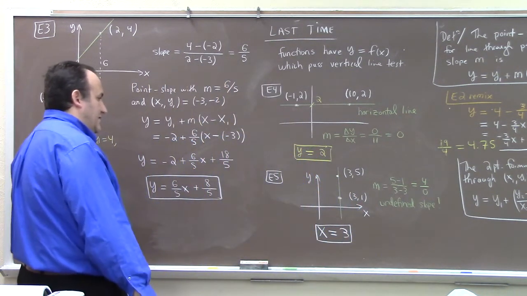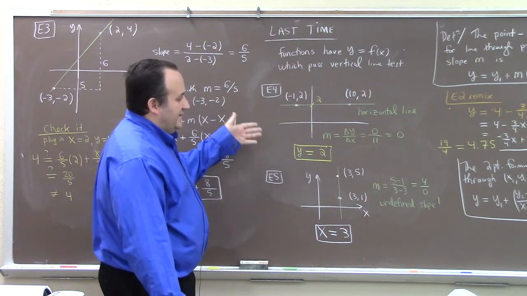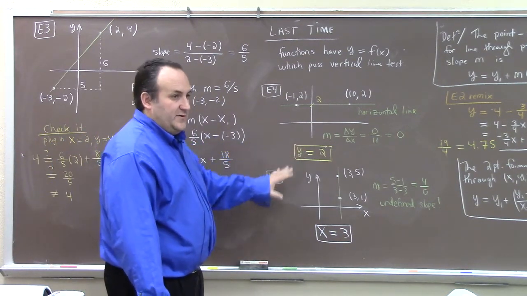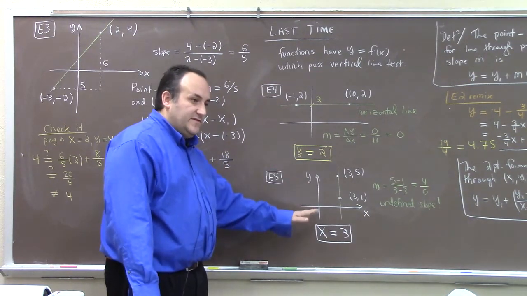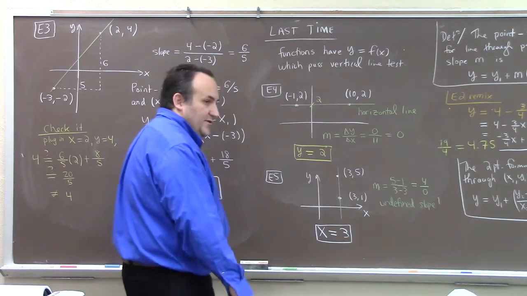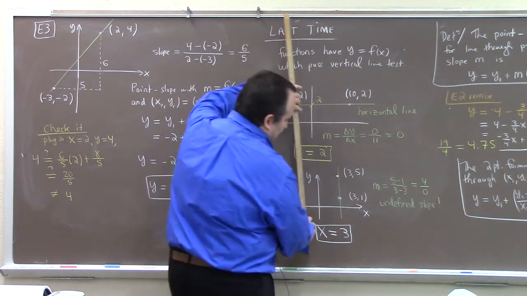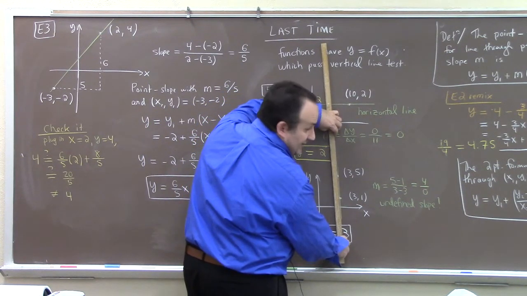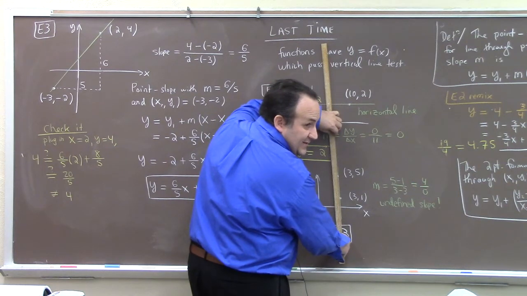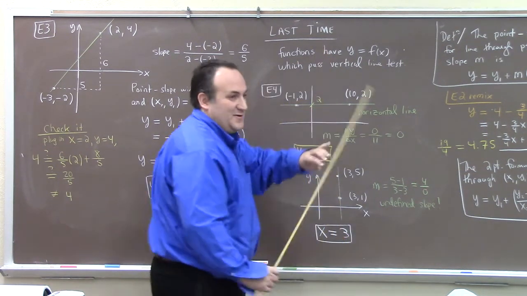So long story short, horizontal line: y equals a constant. Vertical line: x equals a constant. The vertical lines are not graphs of a function because they fail the vertical line test. They fail it in the most miserable way possible. When you get to this vertical line, it intersects the graph not in 1, not in 2, but in infinitely many points. This is like the worst possible failing of the vertical line test.